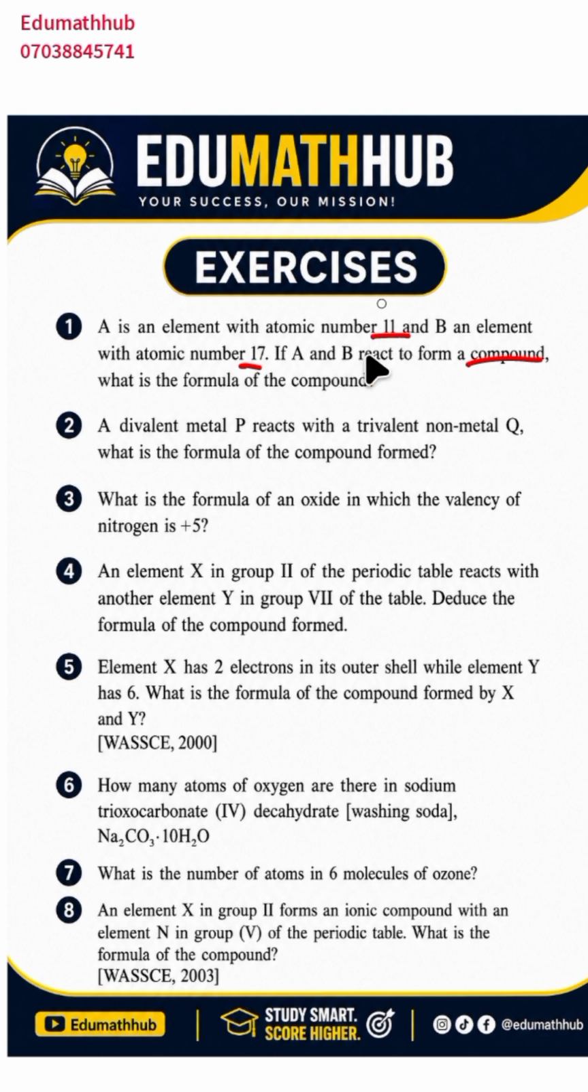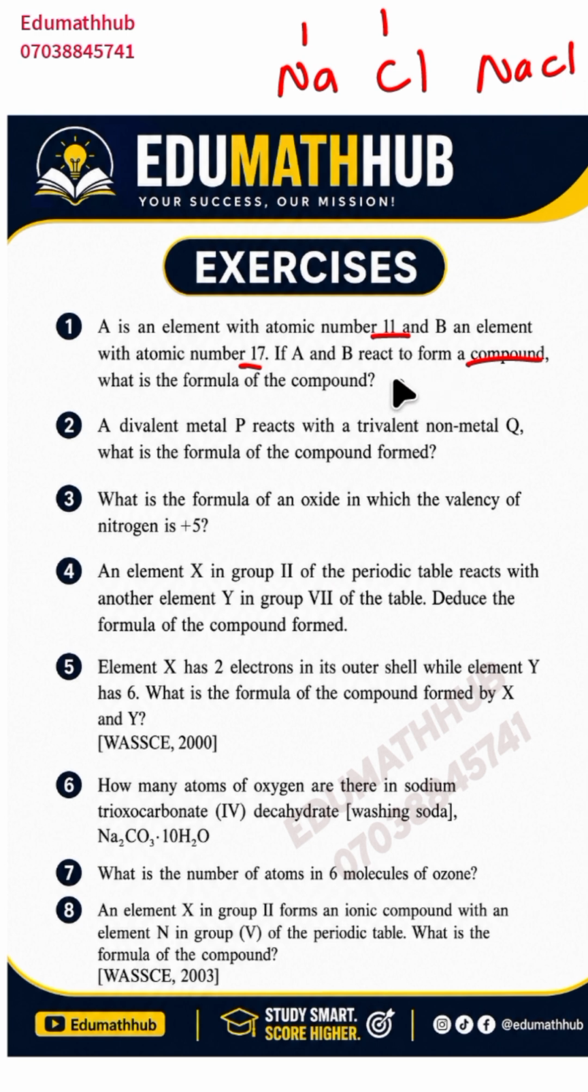So the element with atomic number 11 is actually sodium, that's Na. Chlorine is atomic number 17, that will be Cl. This one has a valency of 1, this one has a valency of 1. When they interchange, it will be NaCl. So the answer to this question is just NaCl, that's sodium chloride.